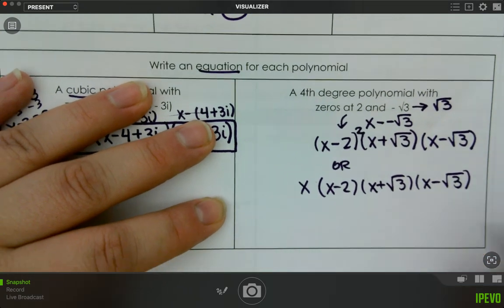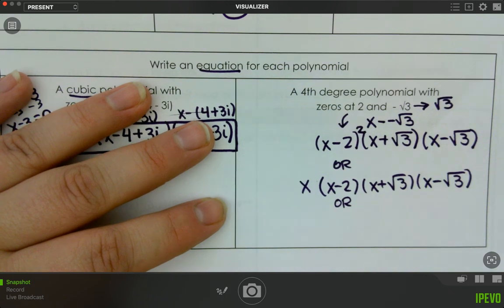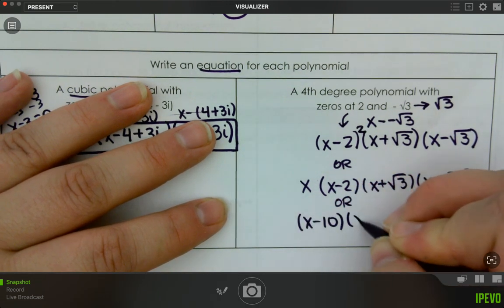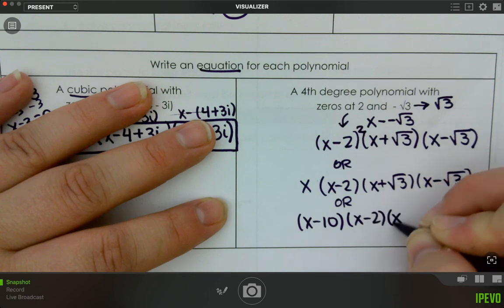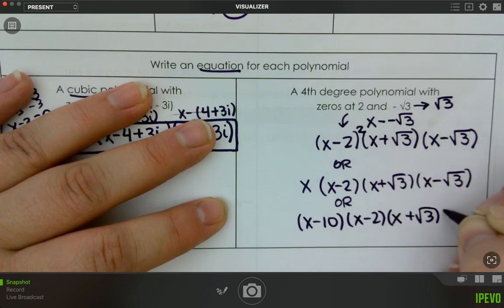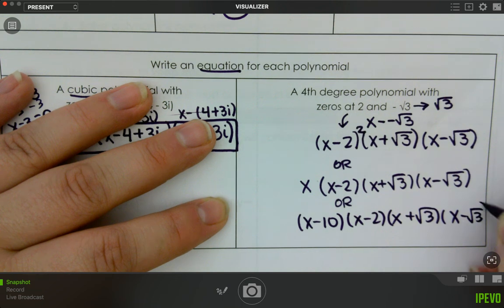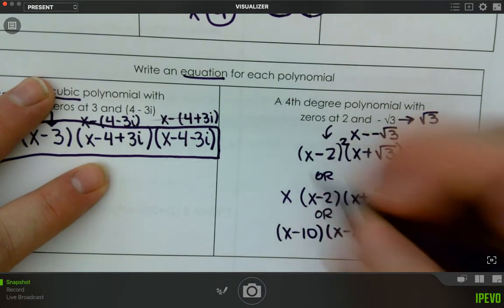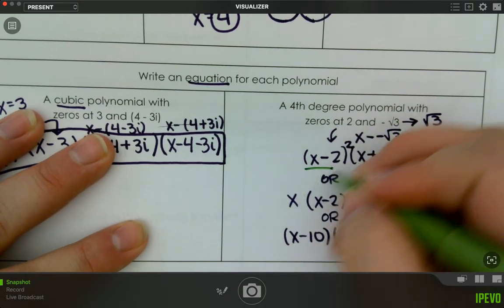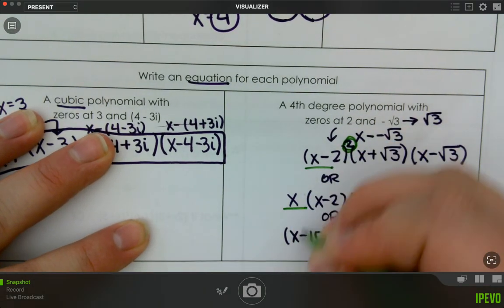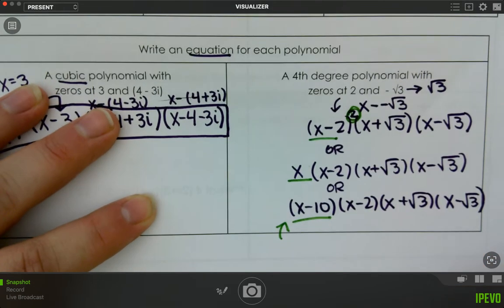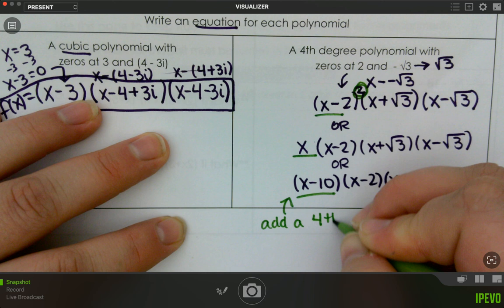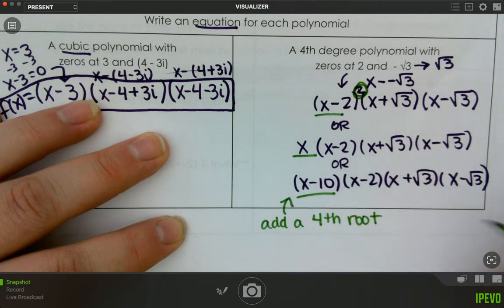Or let's say your favorite number is 10. That's my favorite number. I could add an x minus 10 out here. I can really add whatever I want as the last one, as long as I am making sure that my degree is 4. Okay, so these parts, I guess I should have circled that. This is just me making sure that I'm adding a fourth root or 0 or solution.